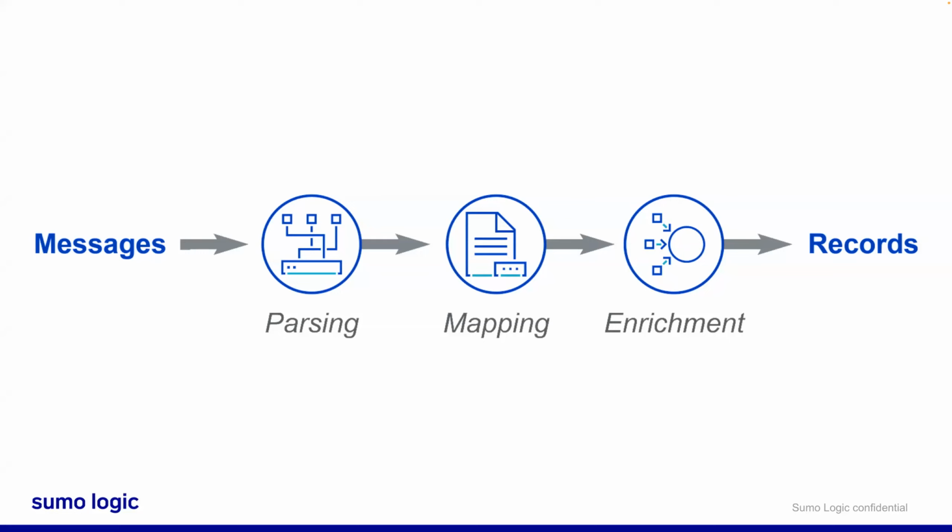So once again, Cloud SIEM is going to process the messages and turn them into records. And during the process of doing so, that record is going to contain the information from the message. It's going to be parsed out, mapped, and then enriched with other data. So let's look at an example of that.